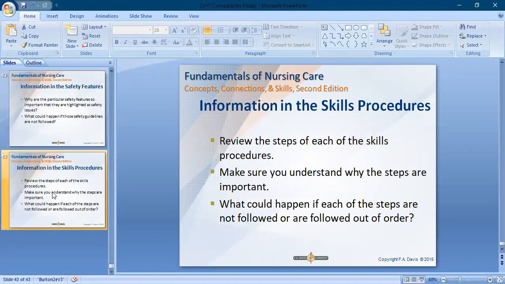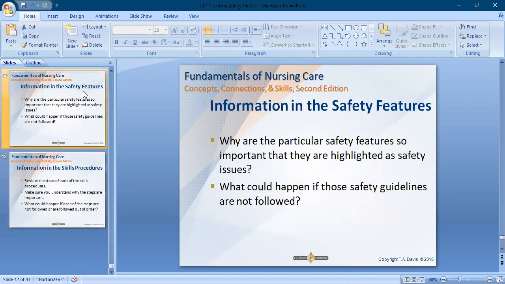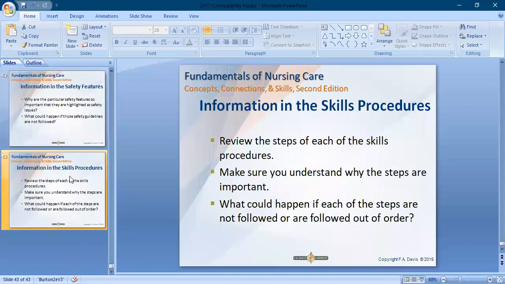And finally, the information on the skill procedure. Review the steps of each skill procedure. Make sure you understand what steps are important, and also what could happen if each of the steps is not followed or is done out of order. So definitely every time we have to think in this systematic way. We have to go through it in an organized way basically. And we also have to follow the step-by-step process. So this is for today.